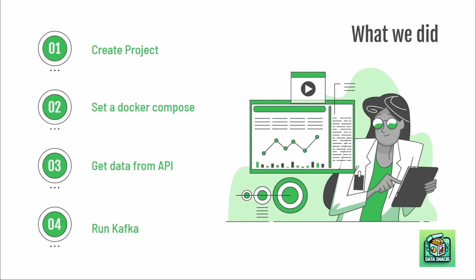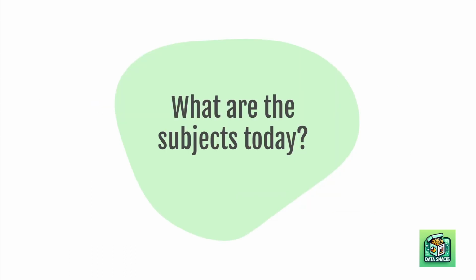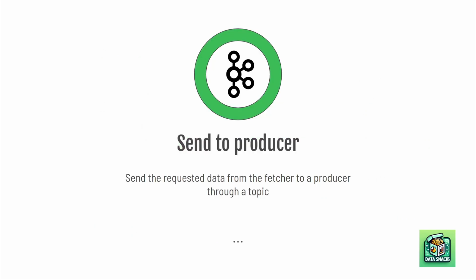We are going to start using the same project you can access in the repository, in the branch solution ingest. But what are the subjects today? We're talking a little bit about the producer. We are going to deal with the most common scenario in Kafka, where one component, the fetcher, fetches data and sends it to another component, the producer, for further processing or storage by publishing it to a Kafka topic.